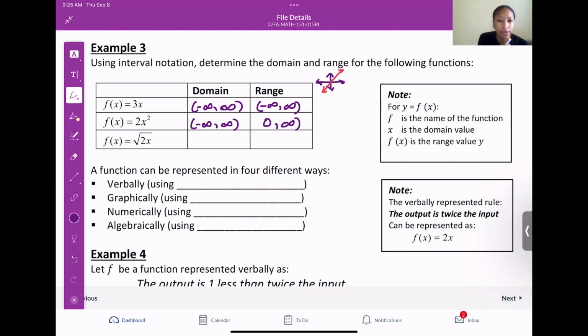Okay? And then I left a 0 blank because 0 is included. If I plug in 0 for x, I get out 0 for y. So 0 is included in the range. We would want to put a bracket around the 0. That means the outputs can be any number from 0 to infinity, including 0.